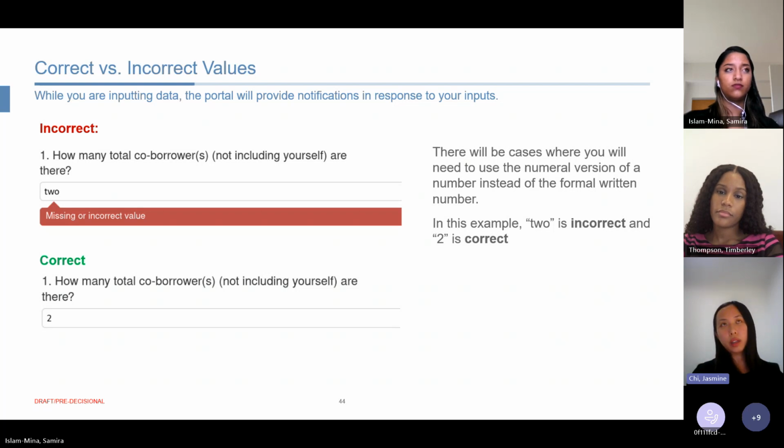And although this isn't as specific as the instructions we saw in the first example, in this case, you would troubleshoot and maybe think of another way of writing 2. And in this case, if you use the numeral version of it, the red box goes away.